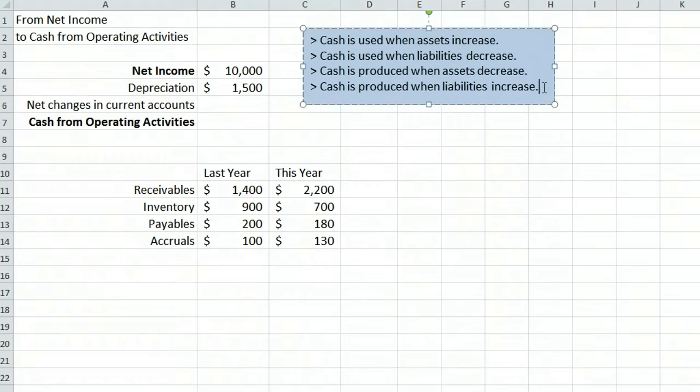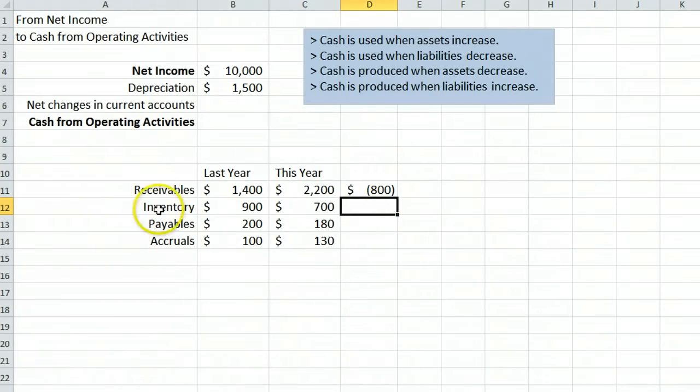So cash is produced. So going back to our balance sheet items here, receivables have gone up this year compared to last, and receivables are an asset, and according to our rules, cash is used when assets increase. So we need a negative number here. We are going to do 1,400 minus 2,200 to get the negative amount, 800.